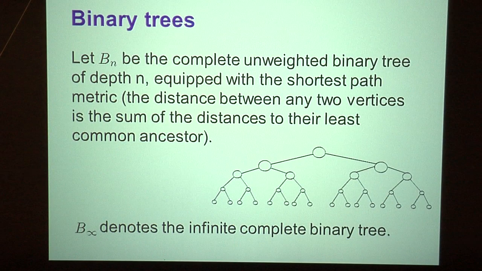What about binary trees? I'll denote by B_n the complete binary tree. It's drawn here of depth n. So it has 2 to the n leaves. And the metric on it is just the shortest path metric on this graph. B infinity is just the infinite tree. This is my notation.